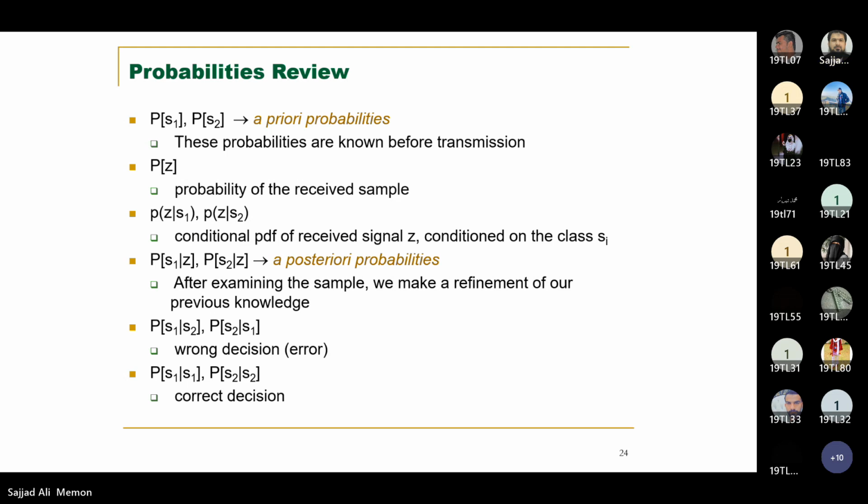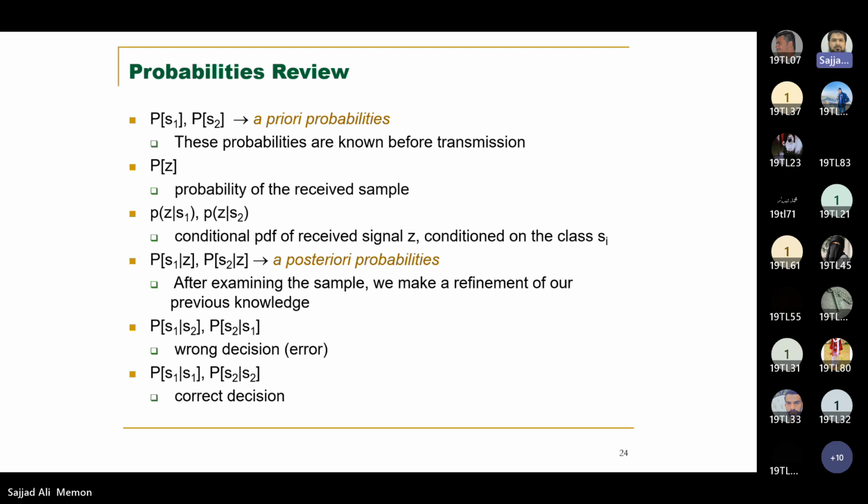Okay, so that is the difference between a prior probability and the posterior probability. Similarly, if you roll a dice, before rolling it you know that the probability of occurrence of every single number is 1/6, because there are 6 faces, numbers from 1 to 6.